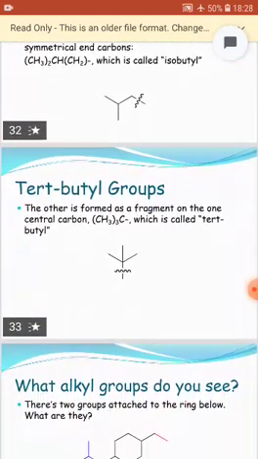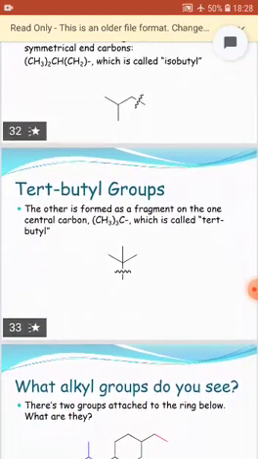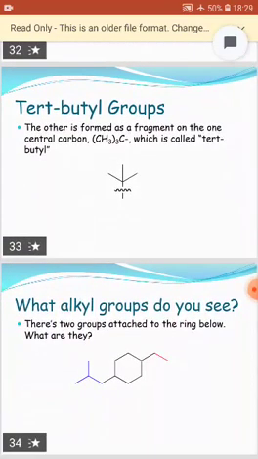Tertiary butyl group. The other is formed as a fragment on the one central carbon atom, (CH3)3C-, which is called tertiary butyl.